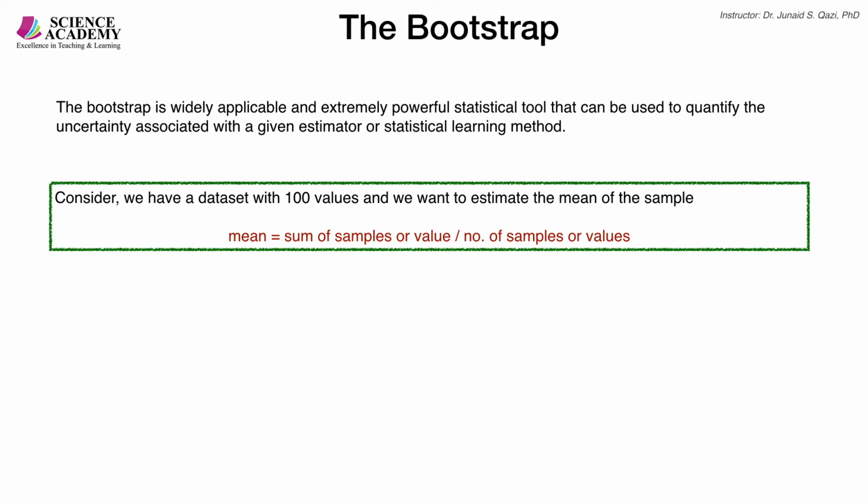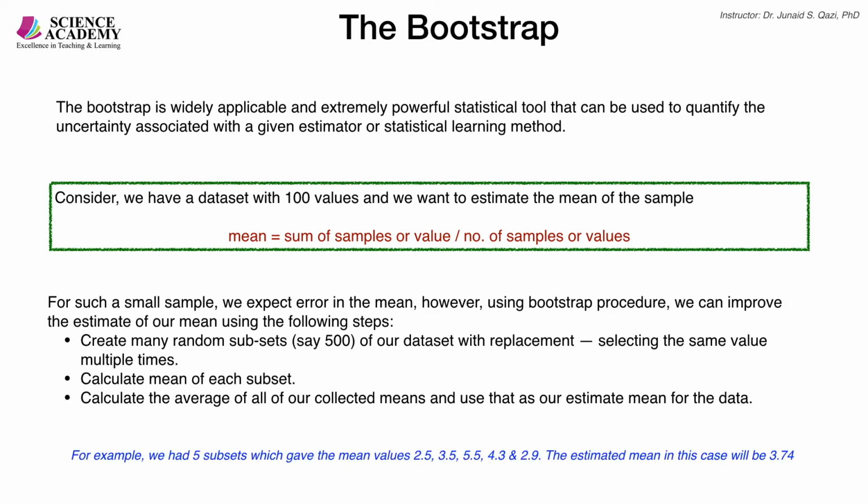Let's consider we have a data set with 100 values and we want to estimate the mean of the sample. Simply, mean is equal to the sum of all the values divided by the number of values. For such a small sample, we expect error in the mean. However, using the bootstrap procedure, we can improve the estimate of our mean using the following steps.